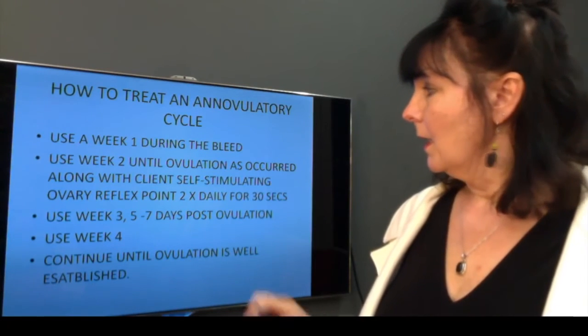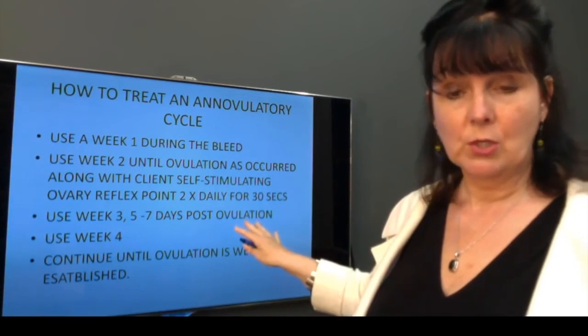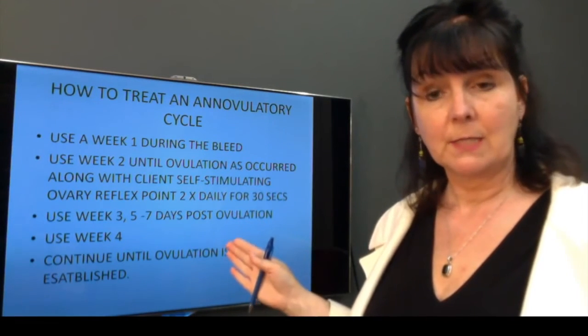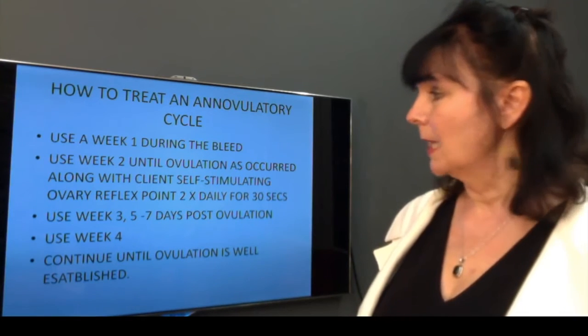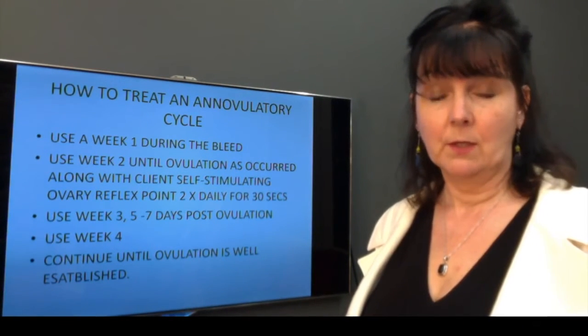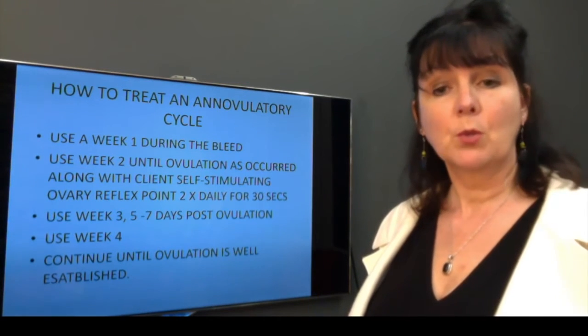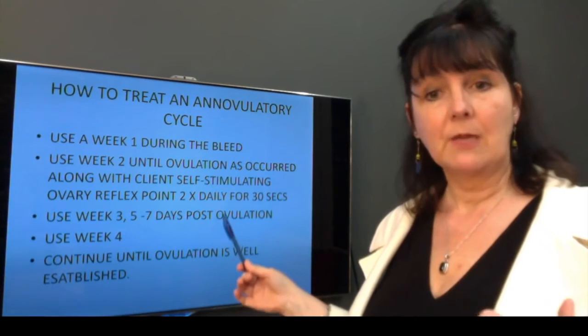Once they have ovulated, then we use what's called a week 3 treatment. We use that 5 to 7 days post-ovulation because it aids any implantation process. And then anything beyond there, the last treatment of the cycle, a week 4, is supporting any possible pregnancy. So it's very safe to use. It's very safe to use right through any early stages of pregnancy.